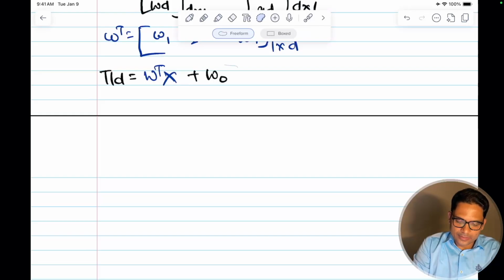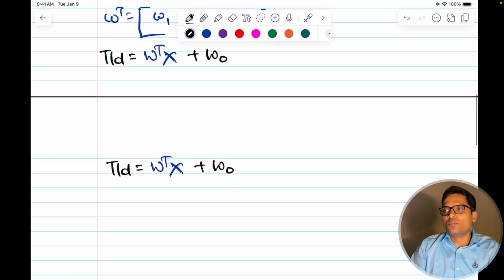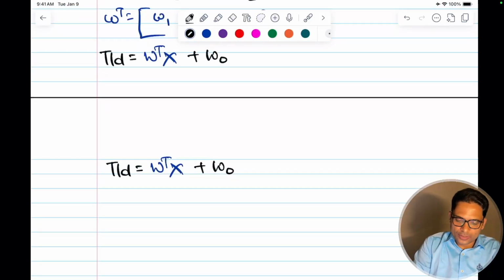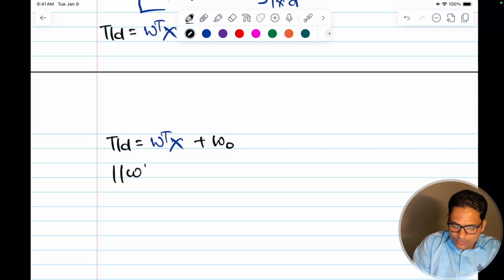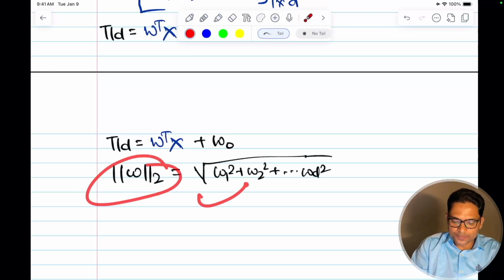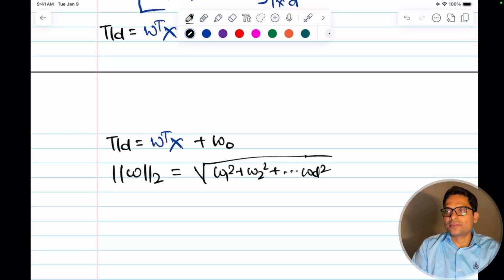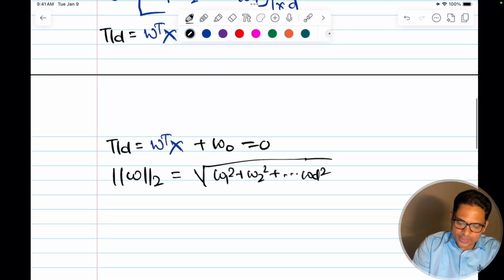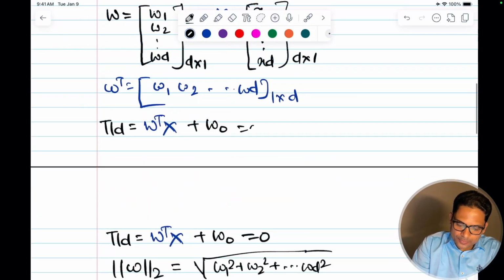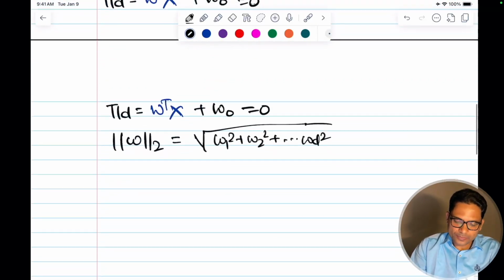Now let's understand. If I divide both the sides by the norm of w, the second norm, we have understood norm also. So what is the second norm? It is the Euclidean distance, that is square root of w1 square plus w2 square, and so on till wd square. This is your Euclidean norm. So if we divide both the sides by this, the equation is equal to 0, because y equal to mx plus c, so this pi d is equal to 0. So this is the equation.